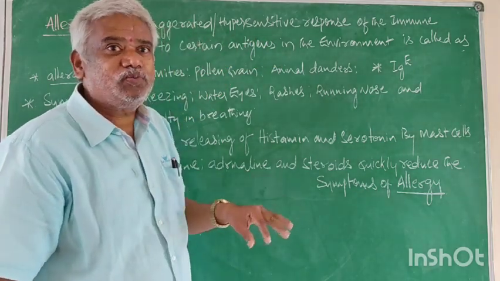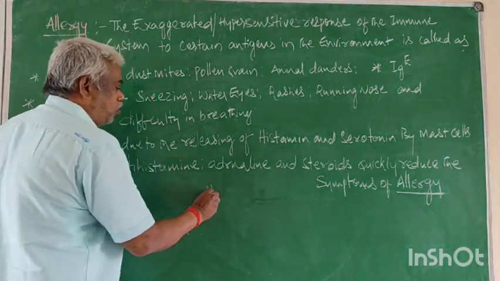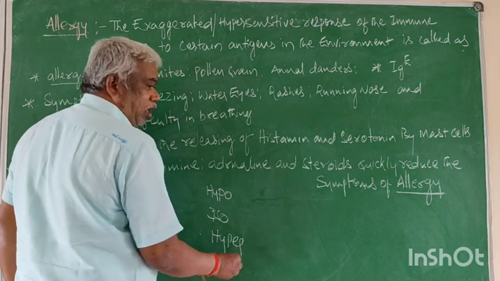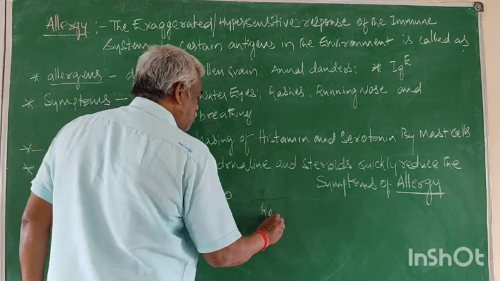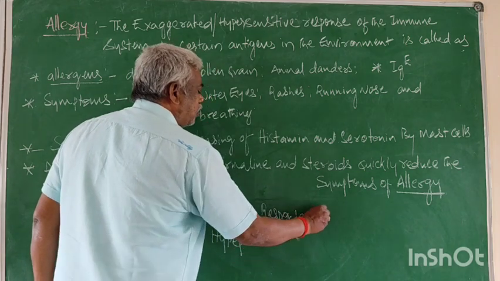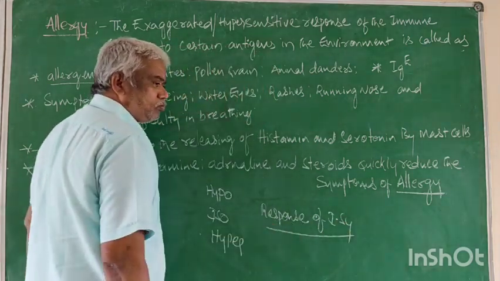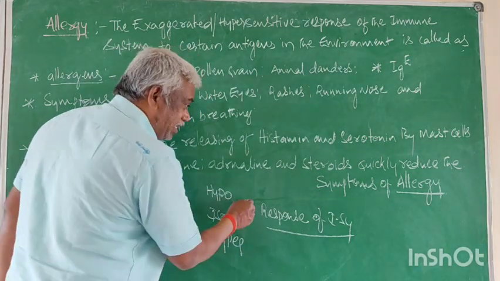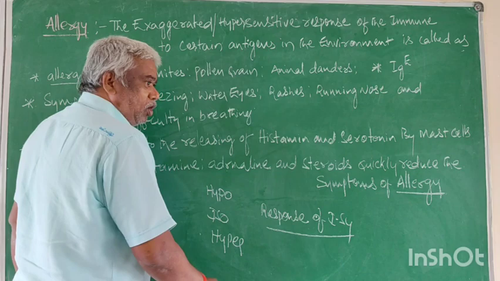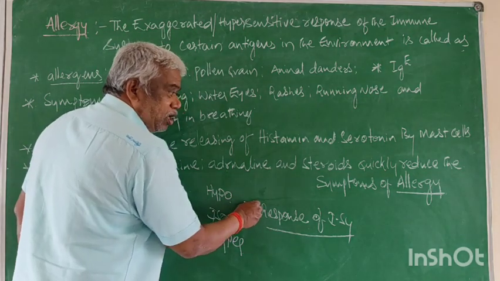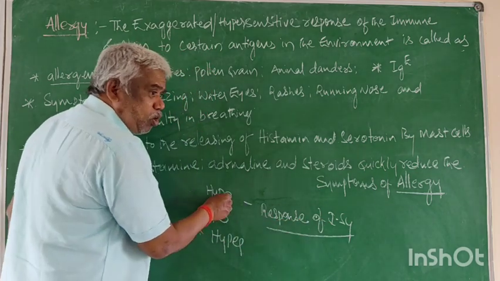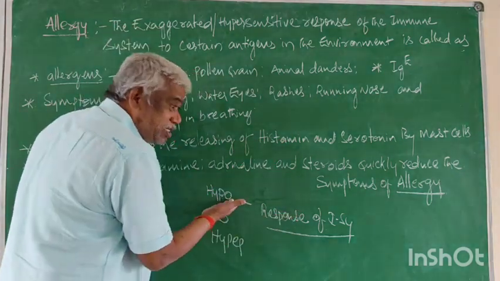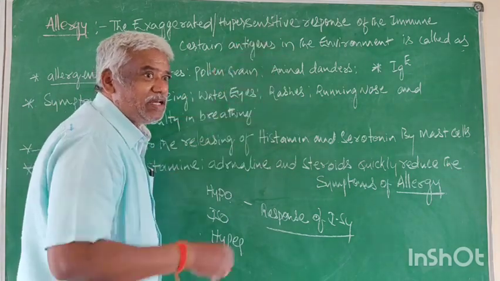hyper, iso. See, now hypo. If the response of the immunity system is hypo, meaning less than the optimum, right, if the immunity system response is hypo to the antigen, the antigen becomes dominant because the response is less. That causes disease.